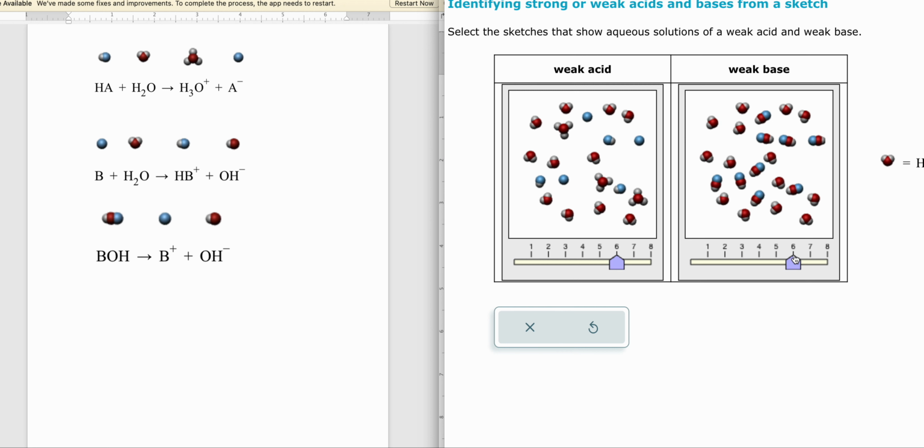Let me find it here. Did I run through it already? Maybe it was 4, maybe it was 3. This is the correct answer. So here we have some BOHs, which are these guys over here. They did dissociate to form B pluses and OH minuses, but not that many. So ultimately, you probably have to do a few of these to get the hang of it, but hopefully this has been helpful.